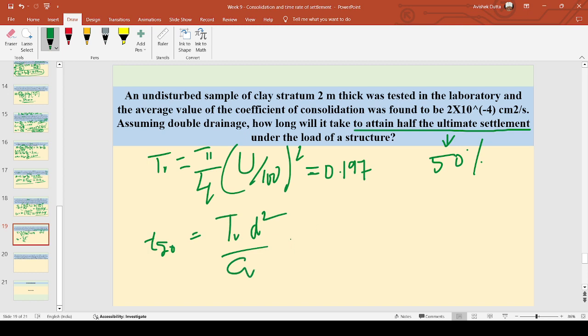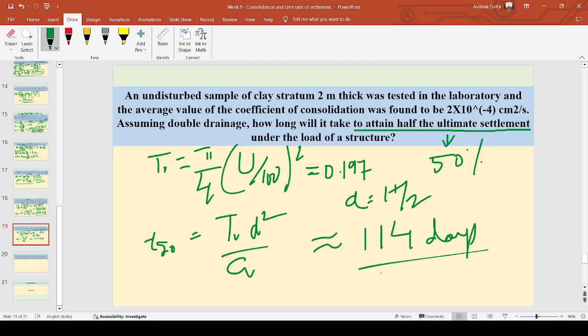D is how much? D is h by 2. D will be equal to h by 2, 2 meter by 2 is 1 meter. This is 100 centimeter. TV is 0.197. Cv is given as 2 to the power of minus 4. You will get a value of approximately 114 days. So the main thing to look out for here is half settlement. This assumption will be based on the degree of settlement, because that will give us the degree of consolidation.